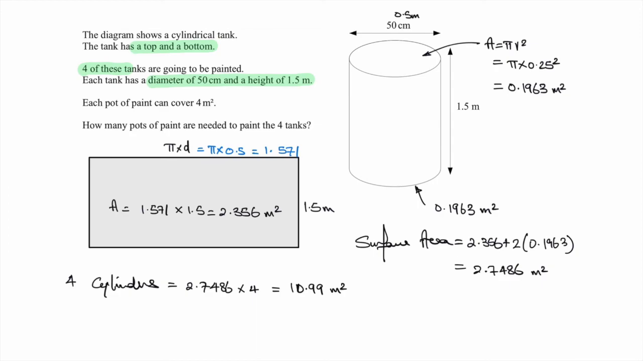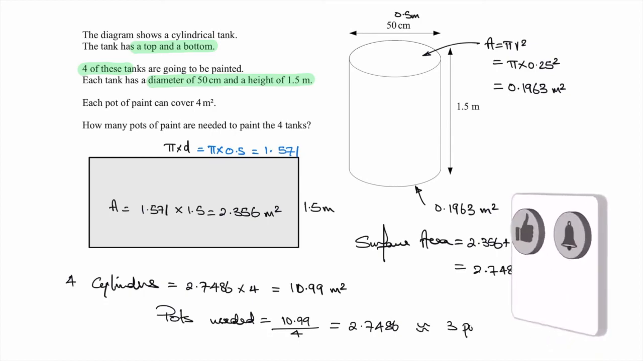So all I'm going to need to do is say pots needed will be 10.99 divided by 4. Now when I divide that by 4, you already know that the answer is going to be some silly number. In this case, it's 2.748. Now you know that you can't go and buy 0.7 of a pot, so you're going to need 3 pots.